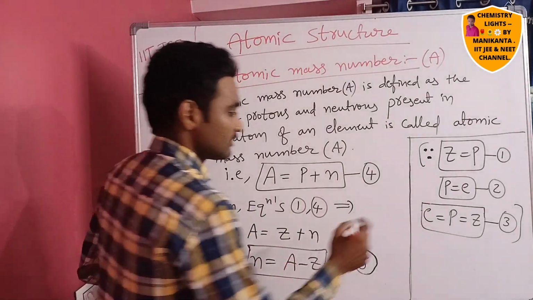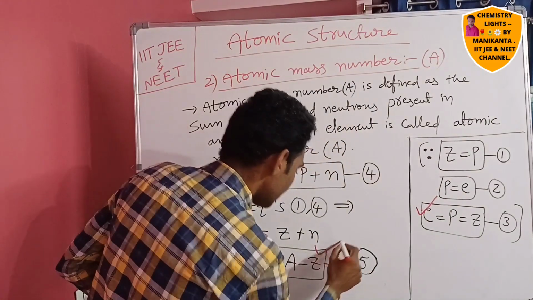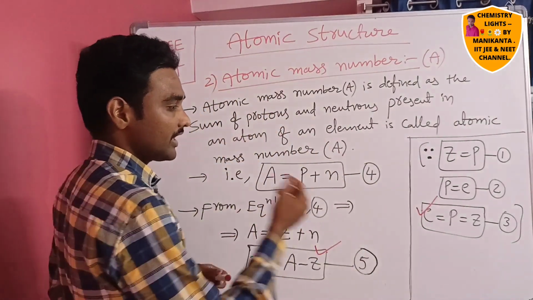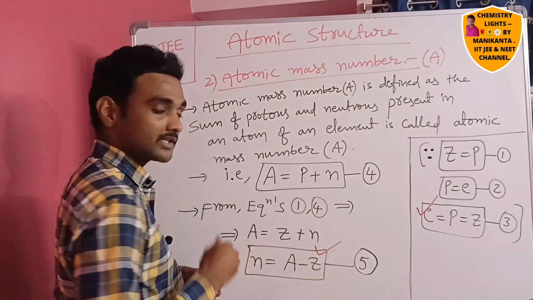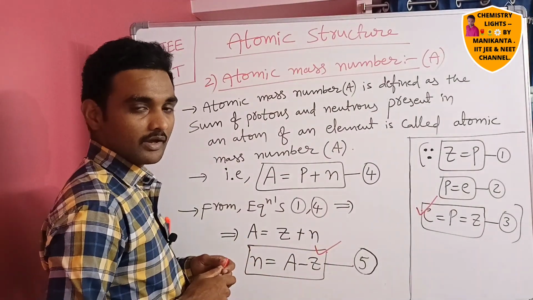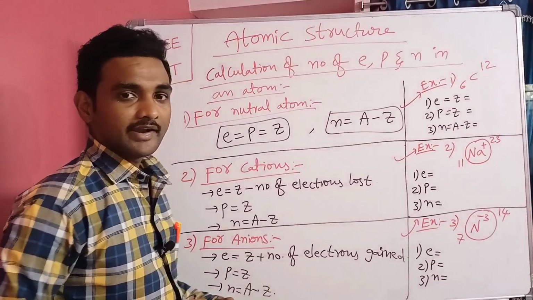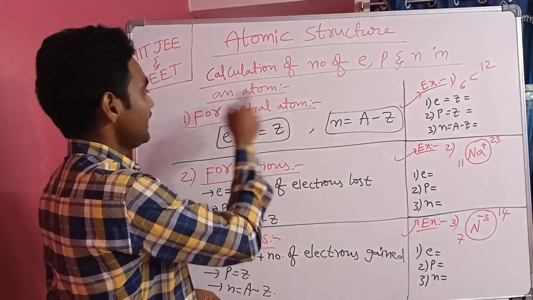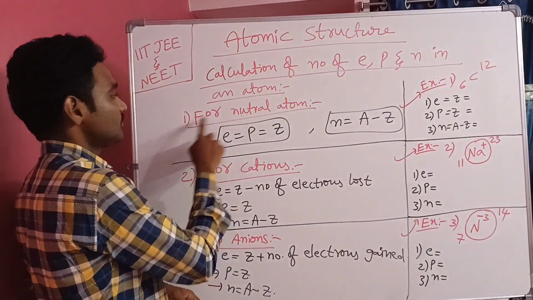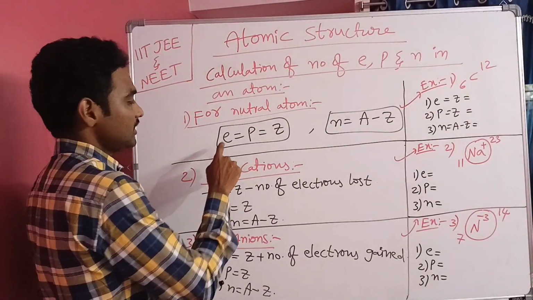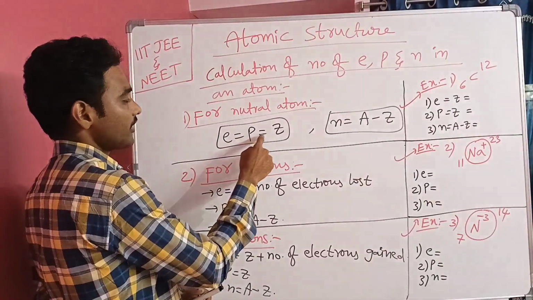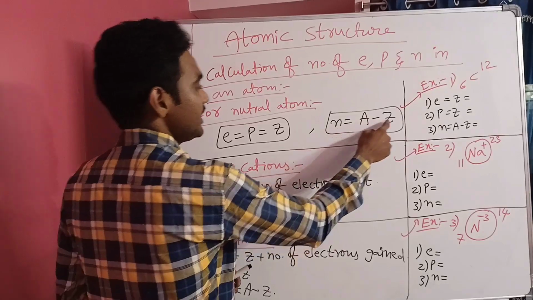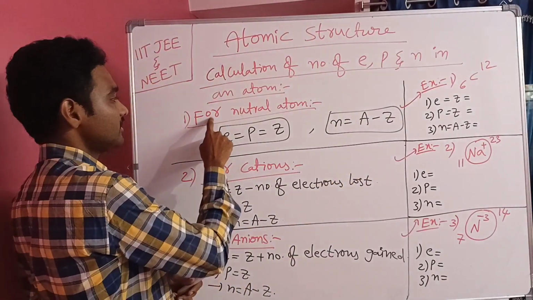And finally, this formula and this formula, these two formulas are very, very important to calculate the number of electrons, protons and neutrons present in the atom. Have you understood? Okay, next one: calculation of number of electrons, protons, neutrons in an atom. First, for a neutral atom, the formulas are: number of electrons is equal to number of protons is equal to atomic number, and neutrons is equal to A minus Z. This is the formula for a neutral atom.